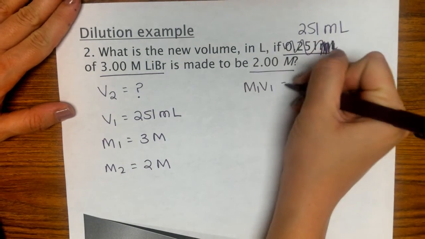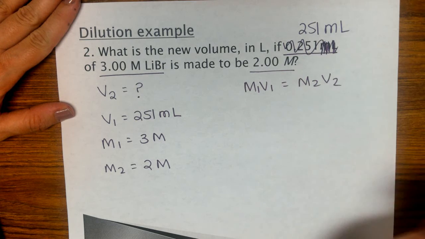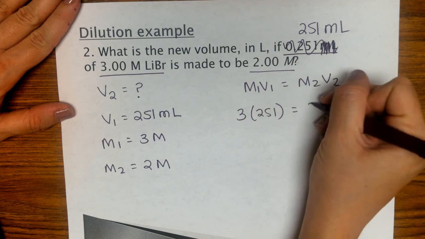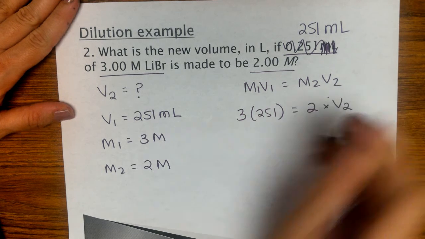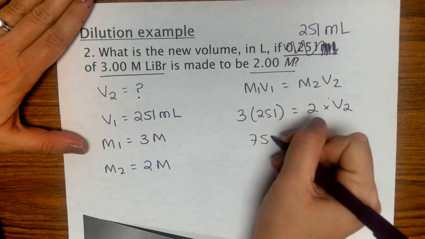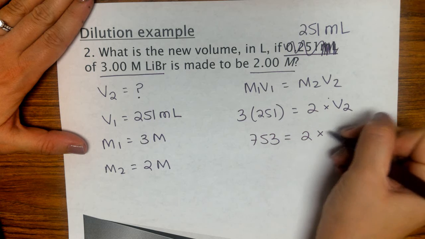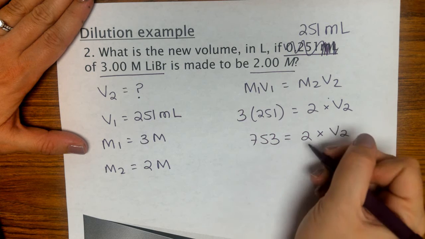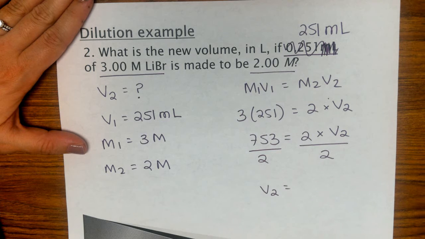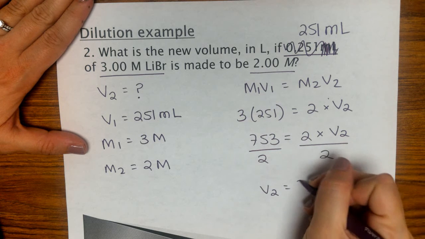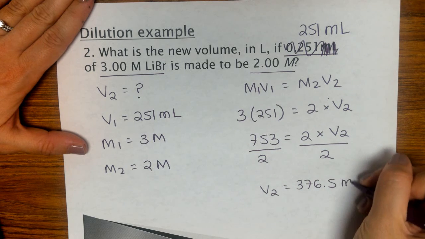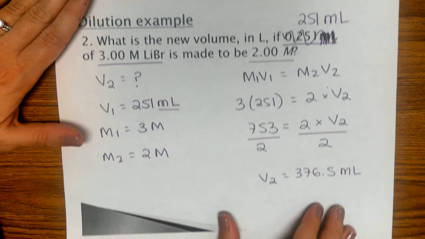And then again, plug into this equation. My M1 was 3, my V1 was 251, equals my M2, which is 2, times V2. 251 times 3 is 753, equals 2 times V2. To get V2 by itself, divide each side by 2, and my V2 would be 376.5, and the unit is milliliters, because V1 is milliliters.